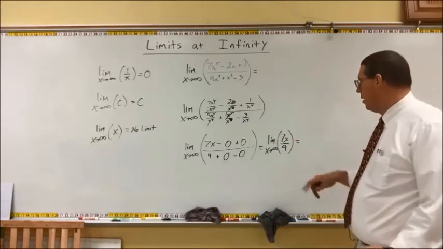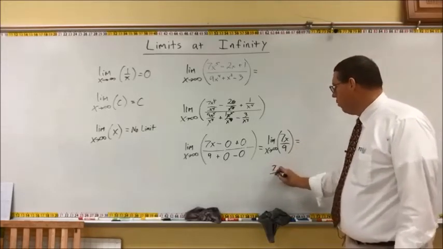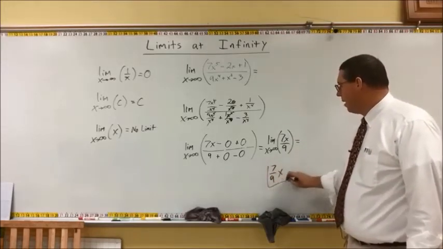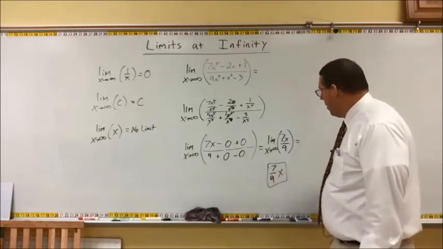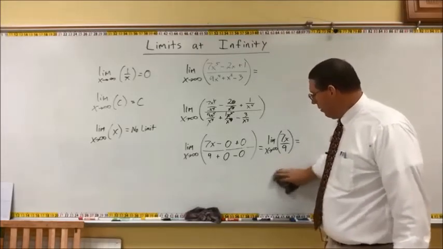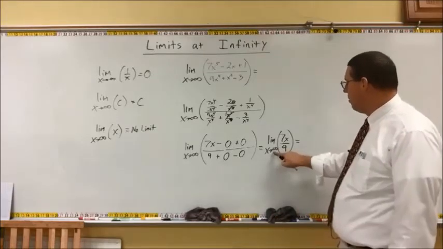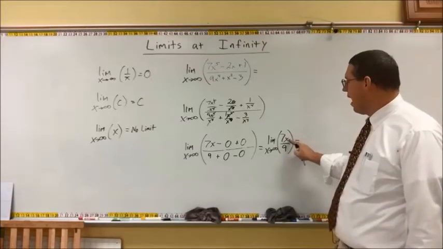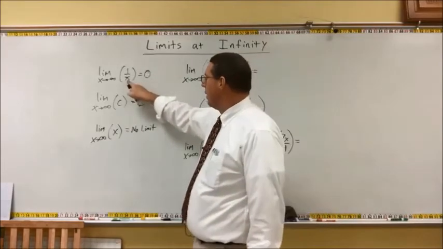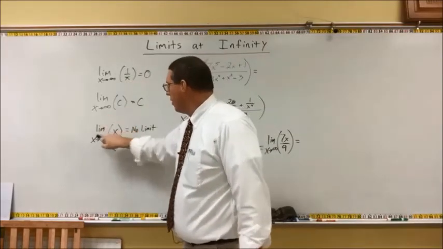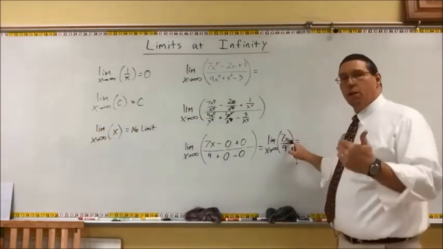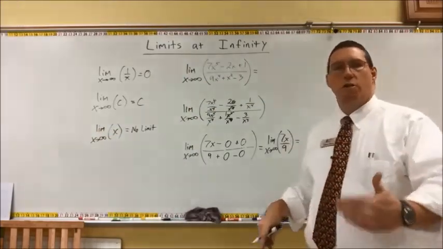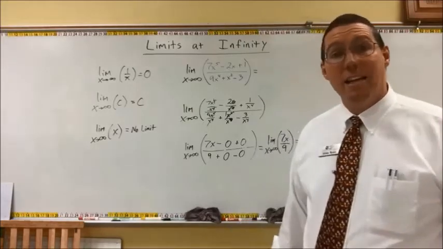And here's the thing. This can also be written as 7 over 9x. But the bottom line is this. Well, that's not the answer. But the bottom line is this function, if you were to plug bigger and bigger numbers in, because this x is not in the denominator, it's basically like this one right here. These numbers are just going to get larger and larger and larger. They're not going to get closer and closer to any number.